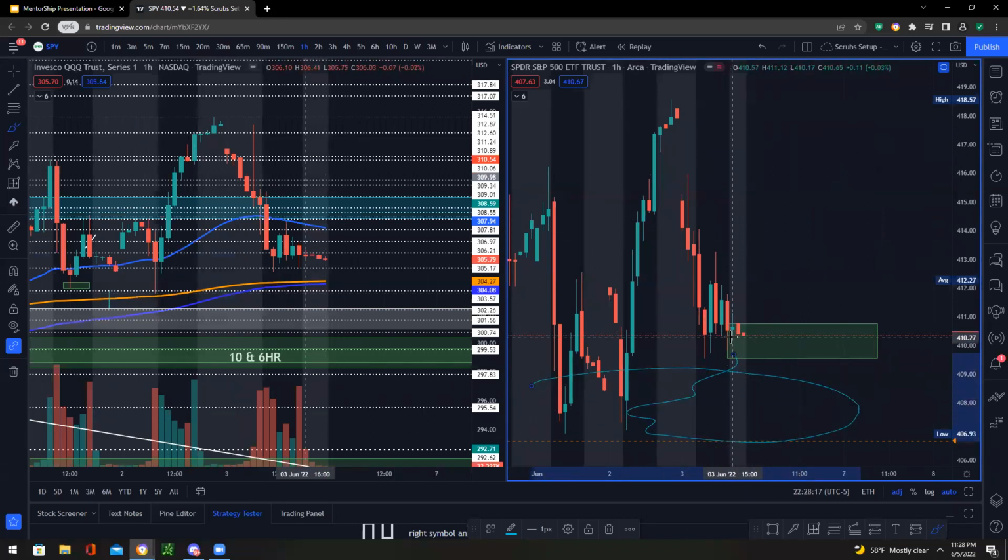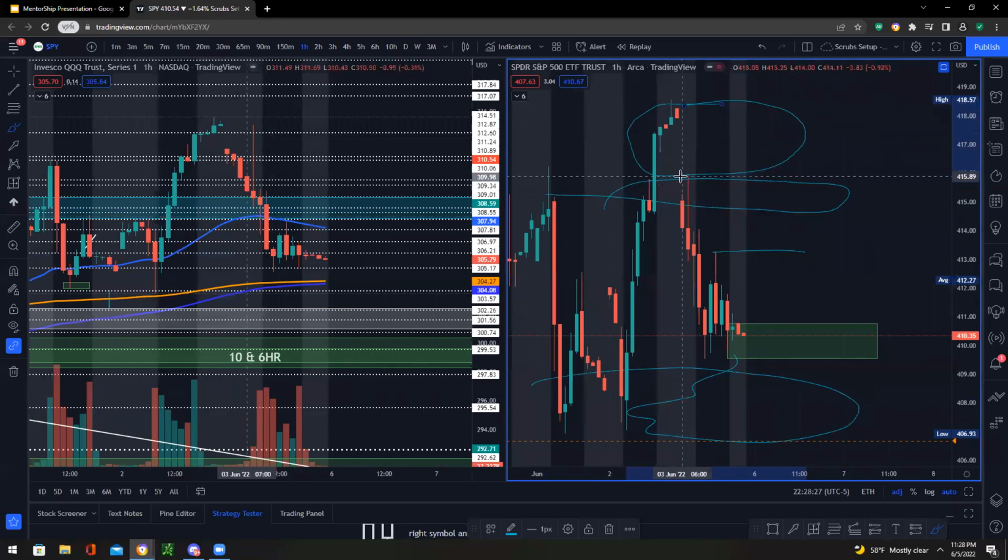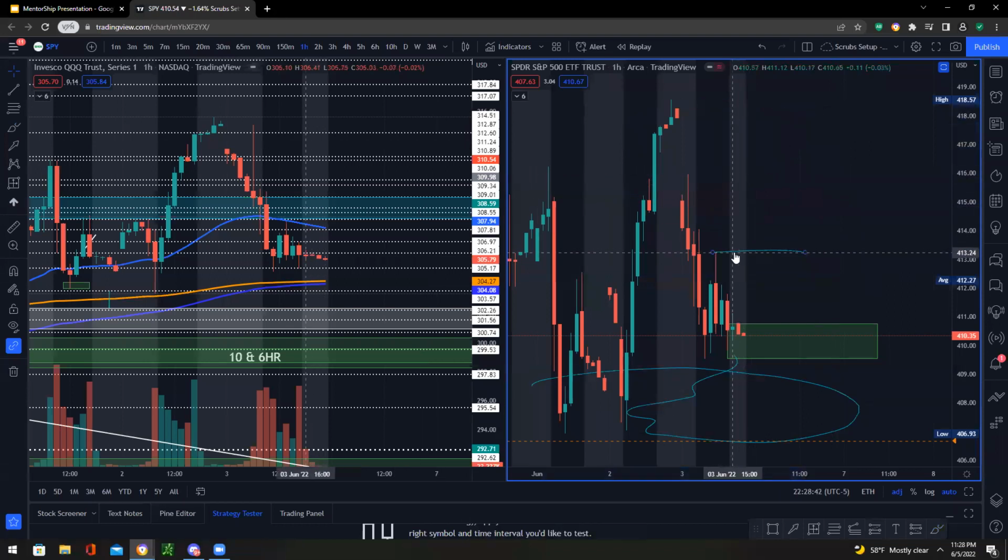If we do hold this area, there's our first target where we got rejected. There's our second target where we got rejected. And then our third real target is right here, that gap fill. This is what we want. So here's a couple scenarios. We don't hold, we go back down to here. We do hold, we go here, here, and here. Hope that helps. Any other questions, anything you want to chat about, anything at all?